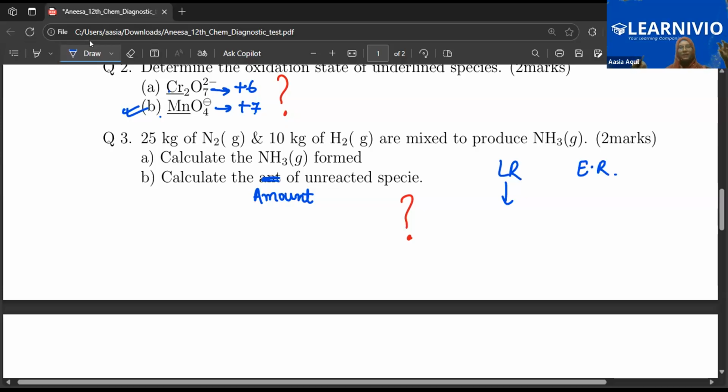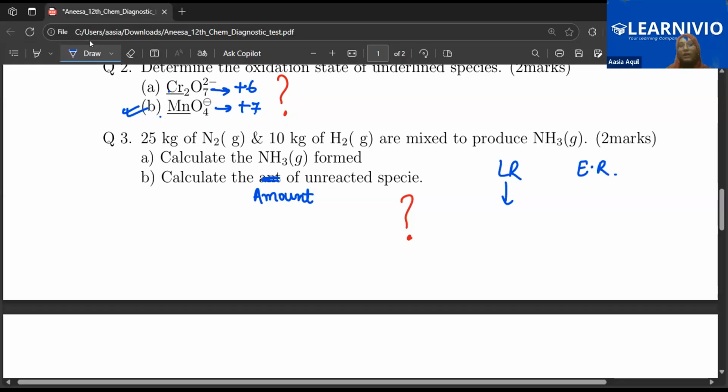If something is limited in amount, it can stop the reaction. The reaction will not proceed further because it is in limited amount. It finishes, it gets fully consumed in the reaction, and that is responsible for stopping the reaction. That is a limiting reagent. And the excess reagent is that which is present in excess amount. If one reagent is limiting, present in a small amount, then obviously the second one will be in excess amount. That's the excess reagent.